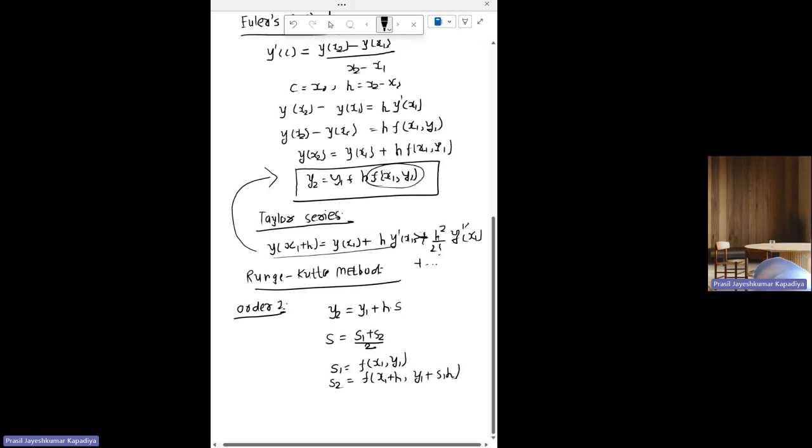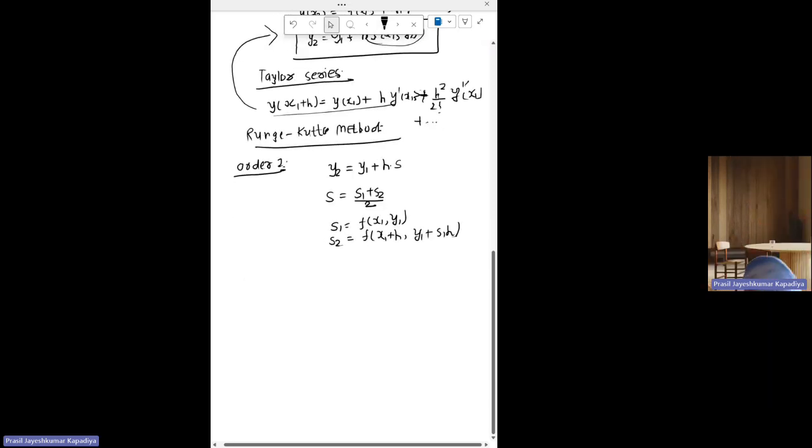At this point, we are finding the derivative. So this is similar to the Euler method, only we are not directly taking this function. We are manipulating the function and then adding it in terms of s. Now RK4, the order 4 method, how do we write it?